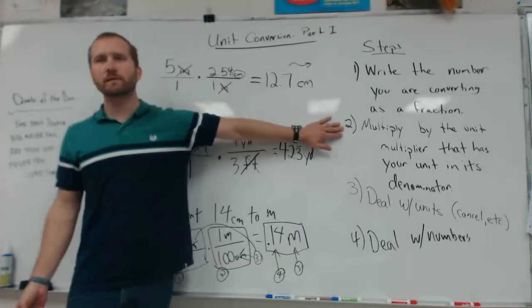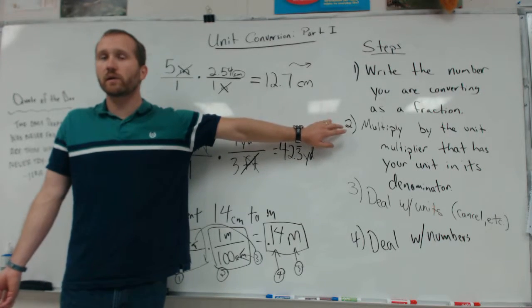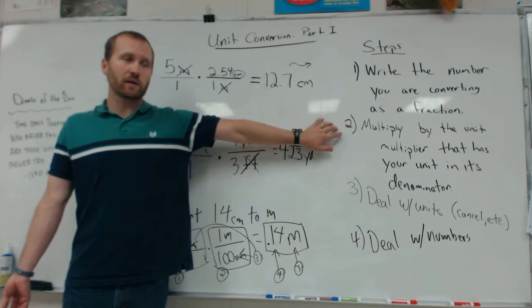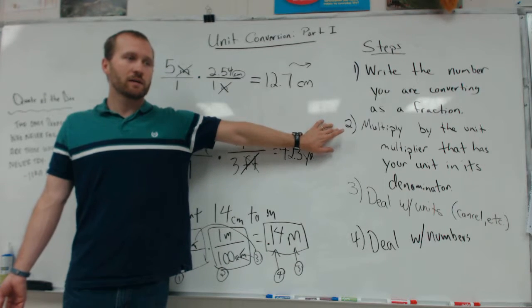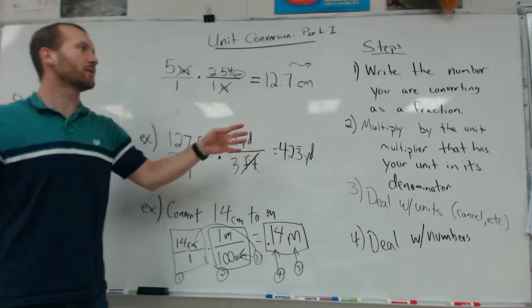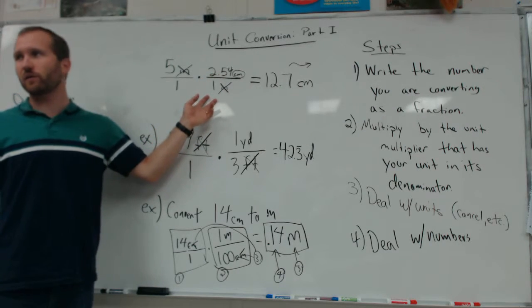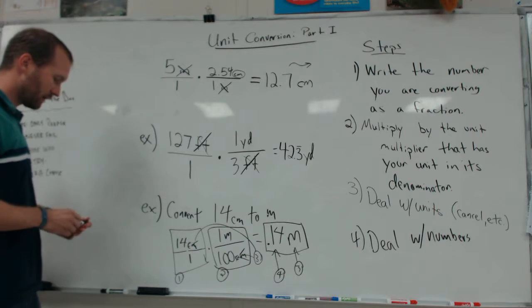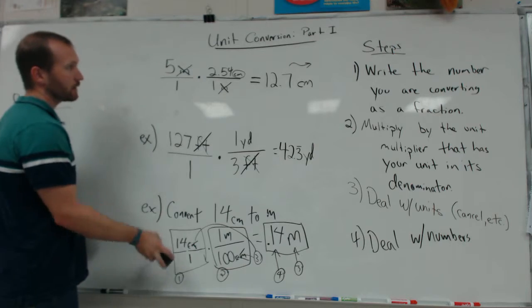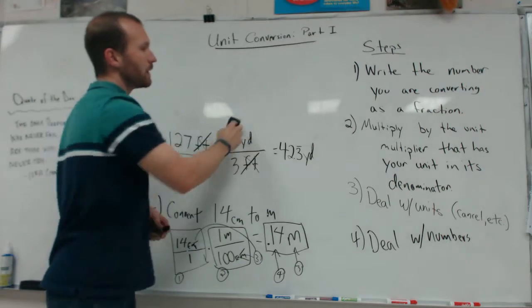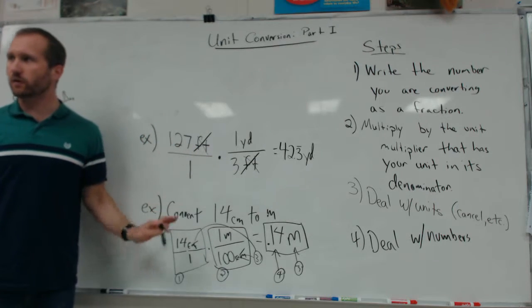I want to also point out step 2 implies that you know what your unit multipliers are, right? So it would be really hard to do a conversion problem like this if you didn't have the conversion factor and the unit multipliers. So I want to start off by just practicing that a little bit. Do you guys have questions about the steps that I just laid out, or this process?